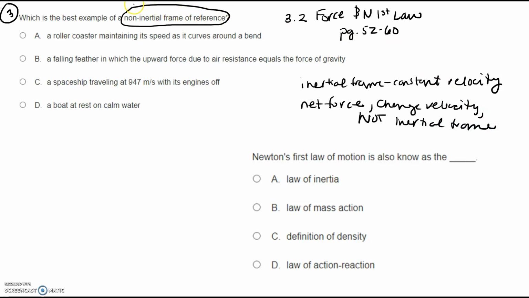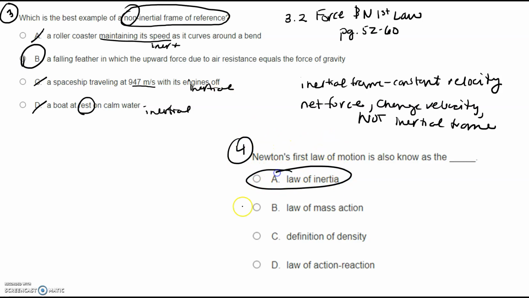Okay, so this roller coaster is maintaining its speed, so that's constant velocity, so this is an inertial frame, and we're looking for a non-inertial frame, so that one didn't work. This one says that it's traveling at 947 meters per second with its engines off, which means it's not increasing and it's not decreasing, so this is an inertial frame, so this is not. This is also an inertial frame because the body is at rest. It's not doing anything, so it would be this one. All right, Newton's first law is also known as the law of inertia.